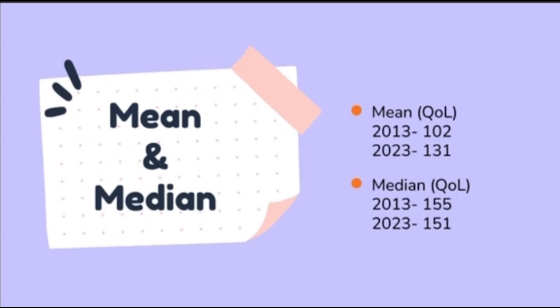The mean and median define averages, and we had two data sets with both. For the mean, 2013 was 102 and 2023 was 131, while the median was 155 for 2013 and 151 for 2023. For the average, I would use the mean just because it displays our data much better, because the trend is that the quality of life goes up, so we choose the average that goes up.